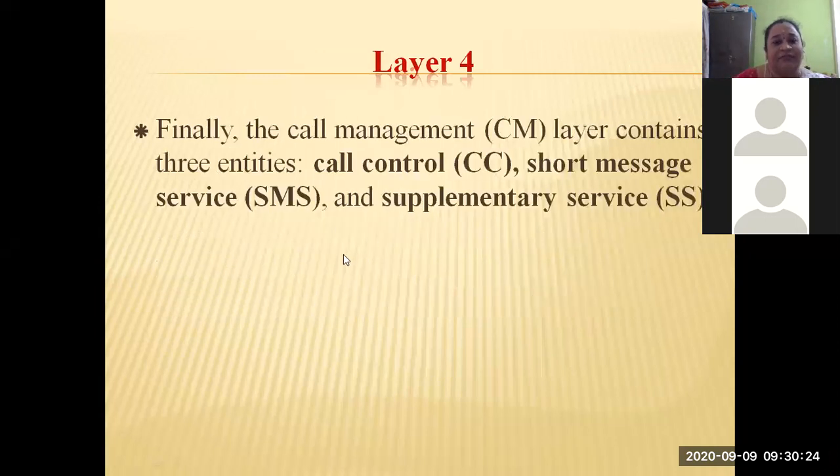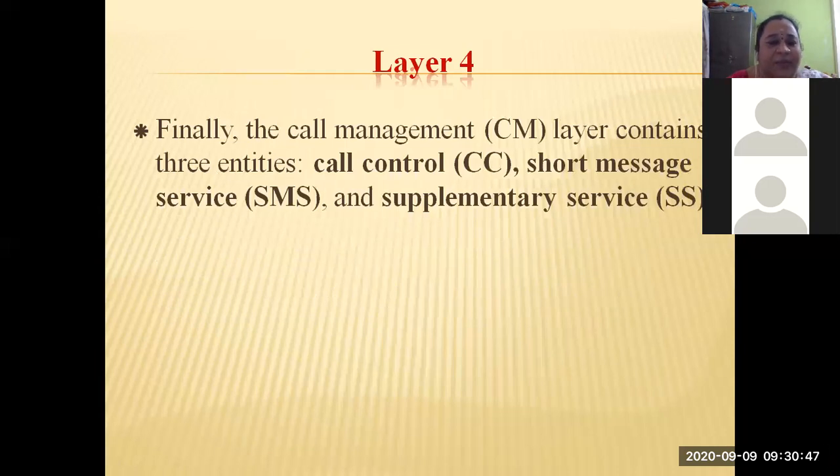And coming to the layer 4, that is CM. Sorry, it is only layer 3 itself. It has been divided into three categories, that is MM, RR, and also CM: mobility management, resource management, and call management.